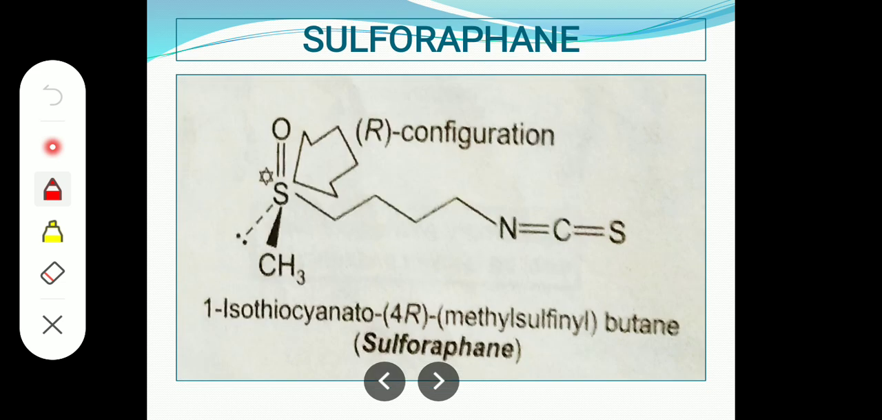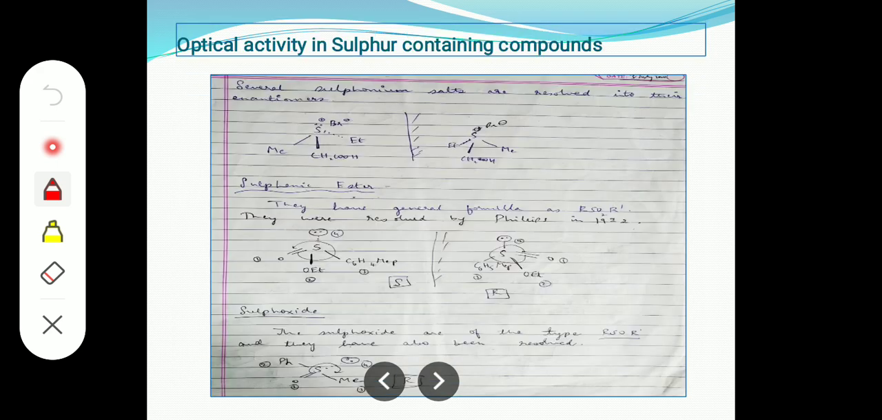So this is the structure of the sulforaphane, and the nomenclature of it is 1-isothiocyanato-4-(R)-methylsulfonyl butane, which is called sulforaphane. And here again you can see how it is a chiral sulfur. It has 4 different groups: methyl on one side, isothiocyanate on one side, double bond oxygen on one end, and lone pair on the other end. So hence this again becomes a chiral sulfur, which is also having biological importance, that is in broccoli.